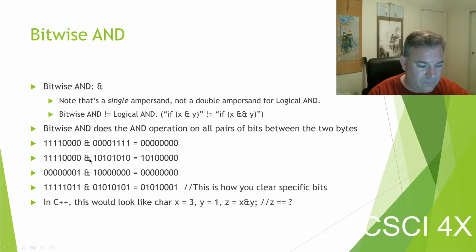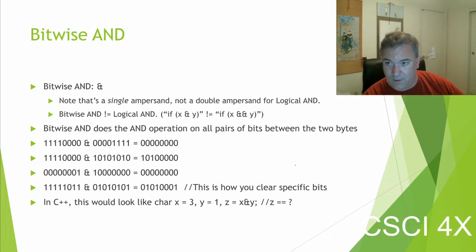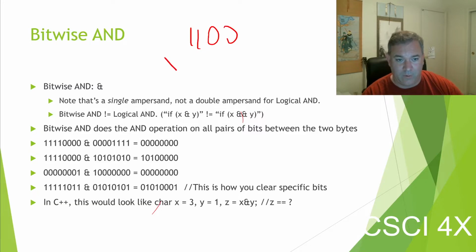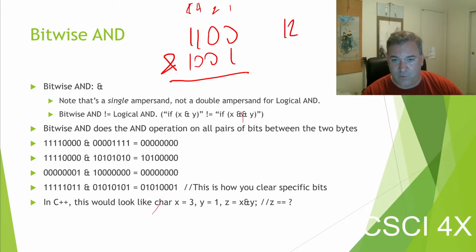It might help if we do it vertically. So if we have 1100 and we bitwise AND this with 1001, what number is this? 1, 2, 4, 8. So this is 12. If we take 12 and we bitwise AND it with 9, 8 plus 1 is 9. With 12 bitwise ANDed with 9, you go through each column. The first bit of each is ANDed, the second bit of each is ANDed.